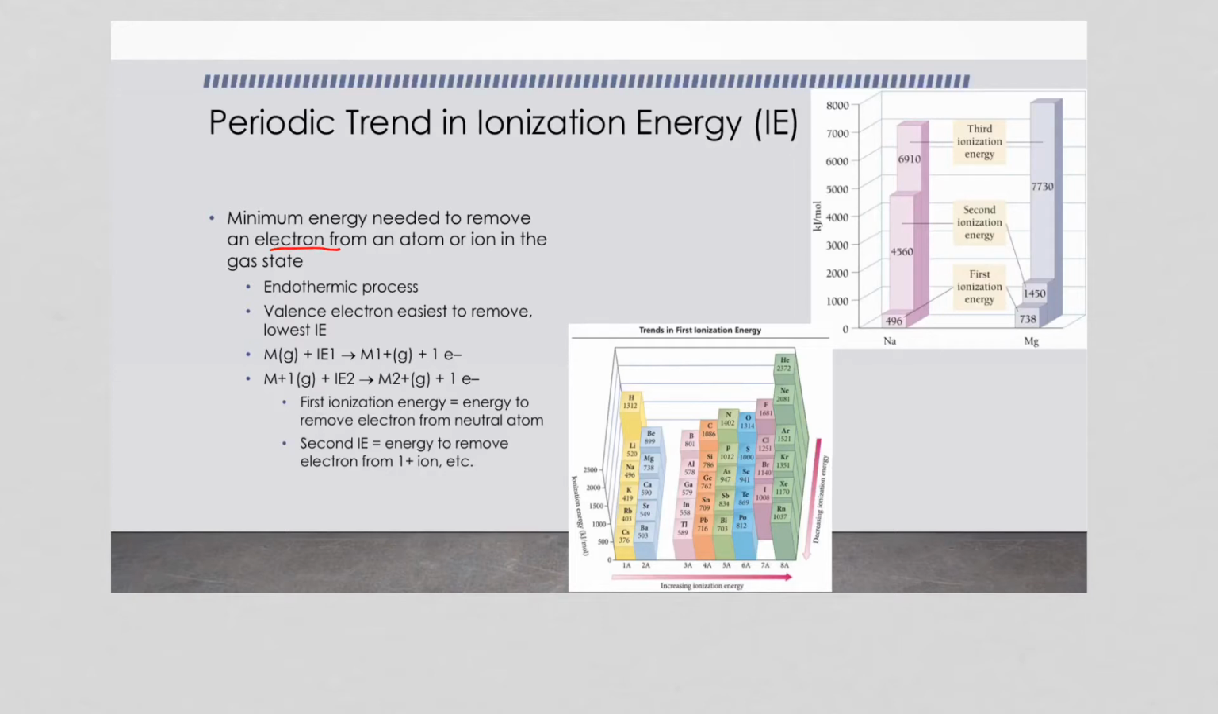Now, we should think more specifically, right? We're going to be removing a valence electron. This is an endothermic process, right? So it requires energy, right? Not surprising, right? So we have to absorb energy for this to happen. We're going to be removing valence electrons, right? These are your outer electrons. These are going to be the easiest to remove, have the lowest ionization energy.